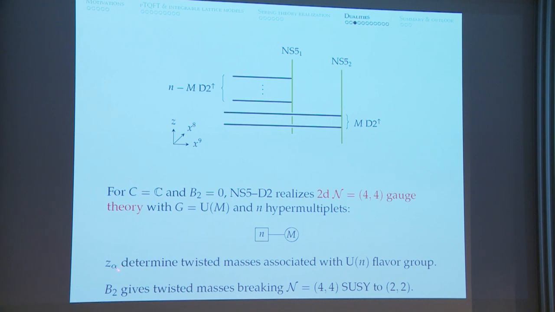And now the z alphas are locations of D2 branes in the vertical direction. The vertical direction is the z direction. Okay, so they are parameters which determine twisted masses, mass parameters for these matter fields. Okay, and now if you turn on the B field, what it does is that it gives additional masses to various fields, and that breaks N=(4,4) supersymmetry down to (2,2). So it breaks half of the supersymmetries. All right.